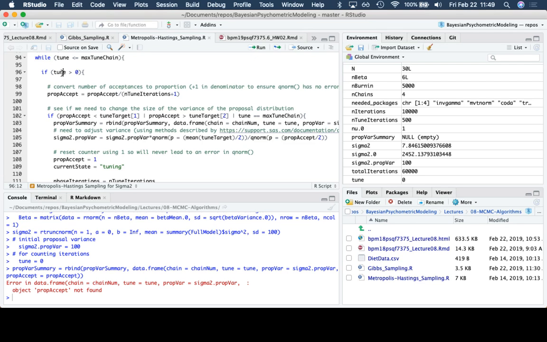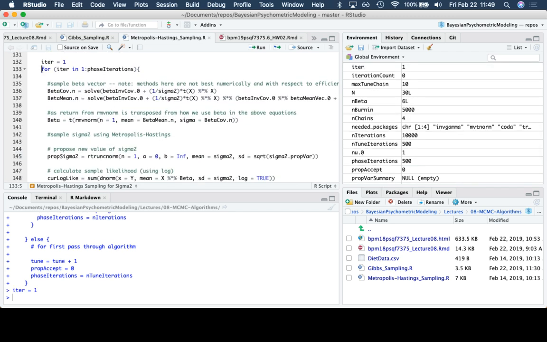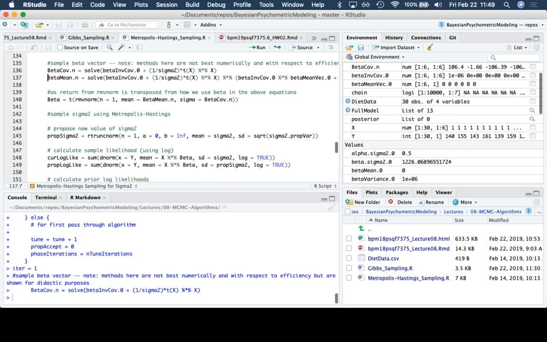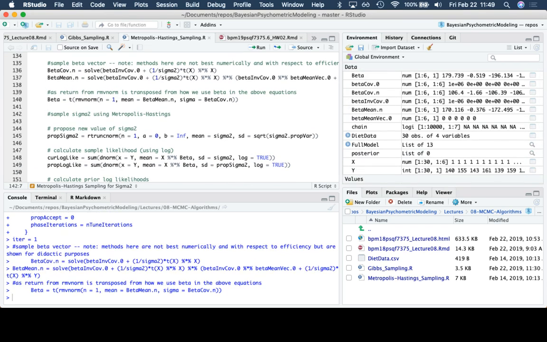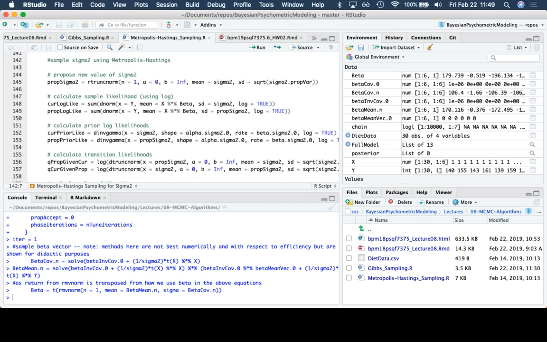So right there, now I know I'm in iteration 1 of the tuning phase. And again, I sample. Beta works the same way. I'm sampling using Gibbs. For Metropolis-Hastings for sigma squared, though, it works a little bit differently. We have to form a probability that says we're going to accept or reject this proposed value. That probability comes from a ratio of values, right?